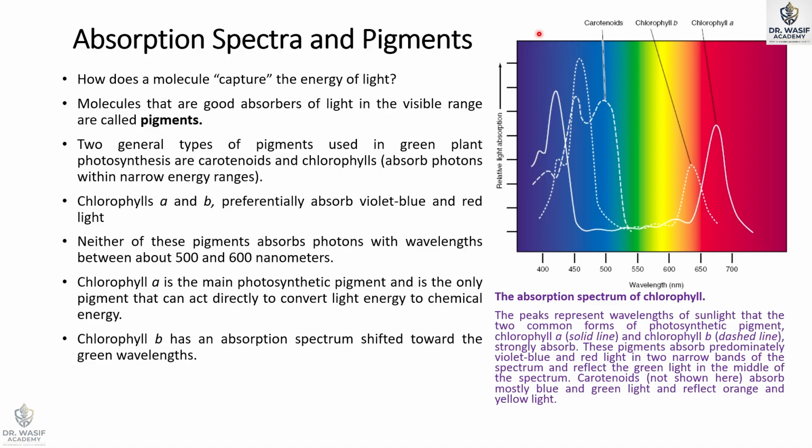Then we also have the carotenoids. These absorb blue and green light to some extent, but the major part is blue, and they reflect the beautiful oranges and yellows which we see in the autumn when the chlorophyll finally breaks down. That is the reason that in autumn we see different colors of leaves, because chlorophyll A and chlorophyll B are not available at that time.